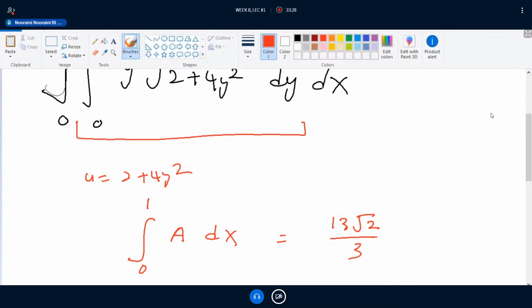But if, for example, you use integration by parts, because we only have two techniques to integrate, whether substitution or by parts, if by parts, there is no need to change the integral limit. Only for substitution you need to use the limits according to the new variable that you use. So the answer is 13 square root 2 over 3. You can apply it, and you should get the same answer.